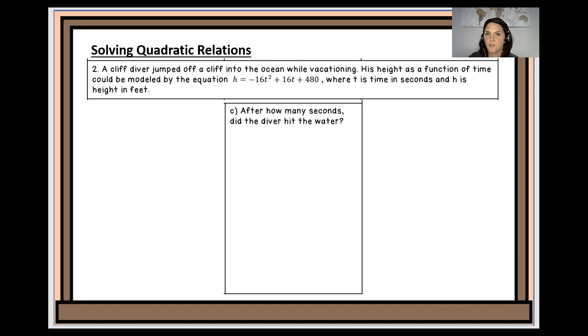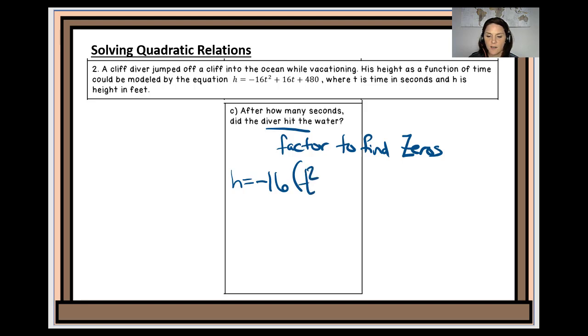So in order to find the zeros, we're going to have to factor. So first thing I'm going to do is look for a GCF for all three terms. So I have negative 16t squared plus 16t plus 480. So I'm going to take out a GCF of negative 16. And when I divide each term by negative 16, we're left with t squared, subtract t, subtract 30.